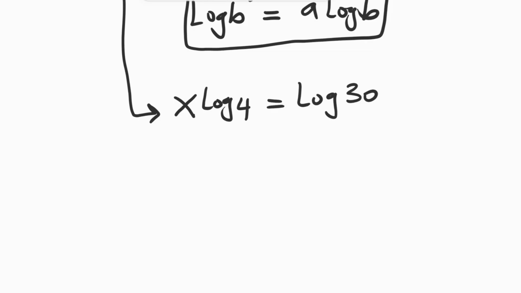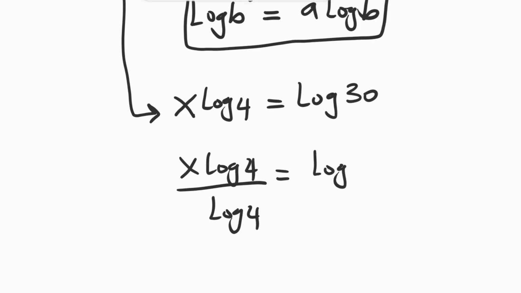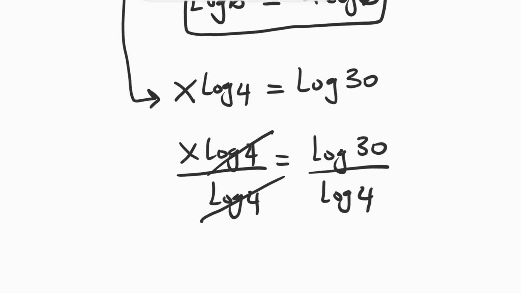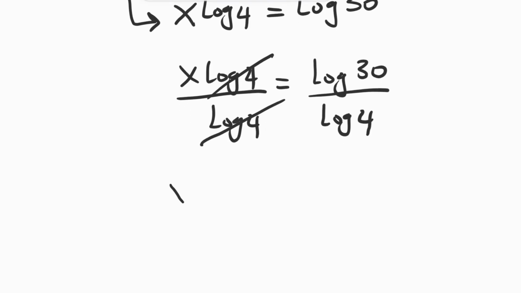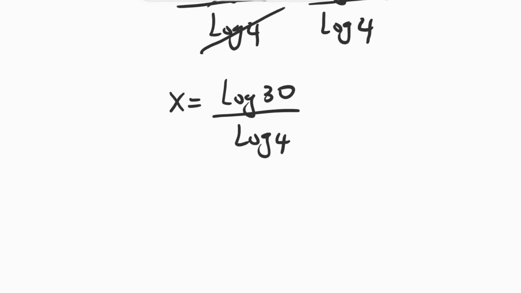So what do we do next? To find x, we divide both sides by log 4. So now we have x log 4 divided by log 4 equals log 30 divided by log 4. Log 4 will cancel out on the left hand side, and so what we have left is x equals log 30 divided by log 4. Now, let's focus on the right hand side.